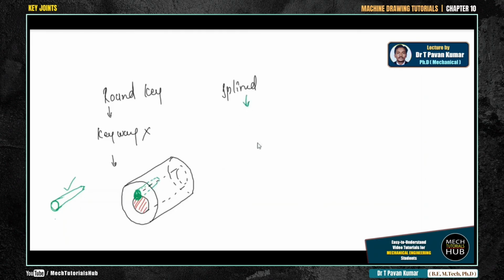Similarly, coming to the splined key, this is completely different. There won't be any keyway or key provided on the shaft. Keyways are provided in the hub, but there won't be any key because the shaft itself contains splines of this kind. Let us say this is the shaft. The shaft is manufactured in such a way that splines are already provided: spline number 1, 2, 3, 4, 5. So there are 5 splines, and 5 keyways are provided in the hub.